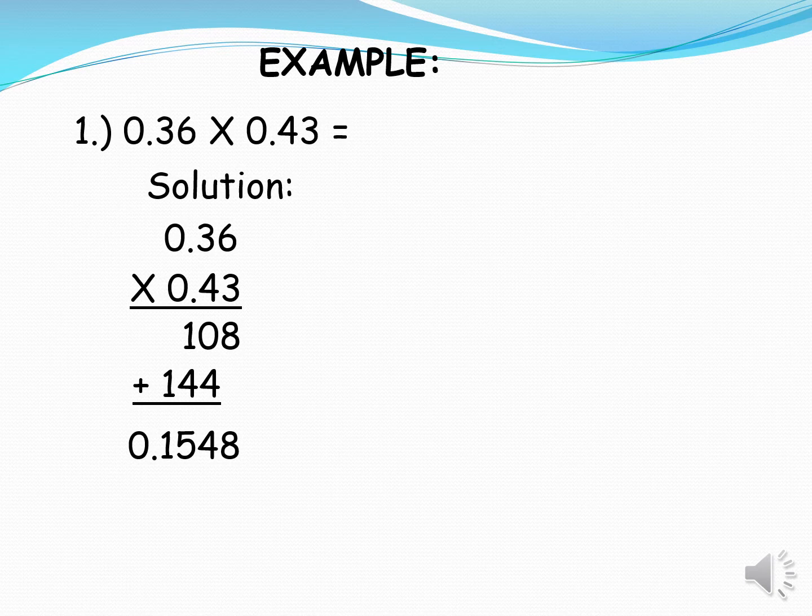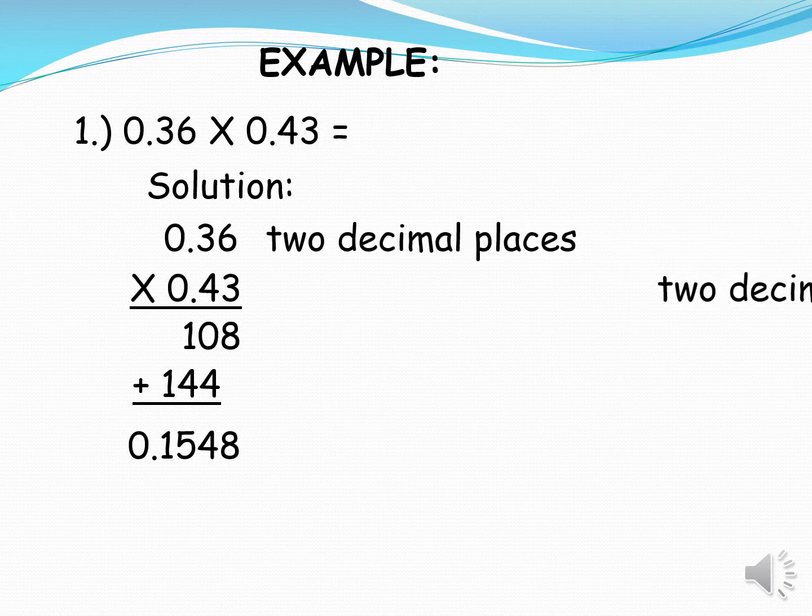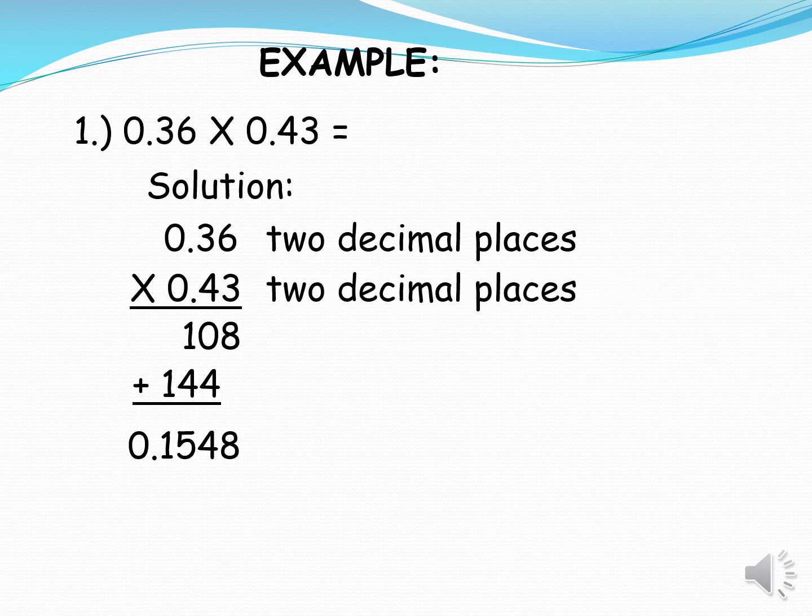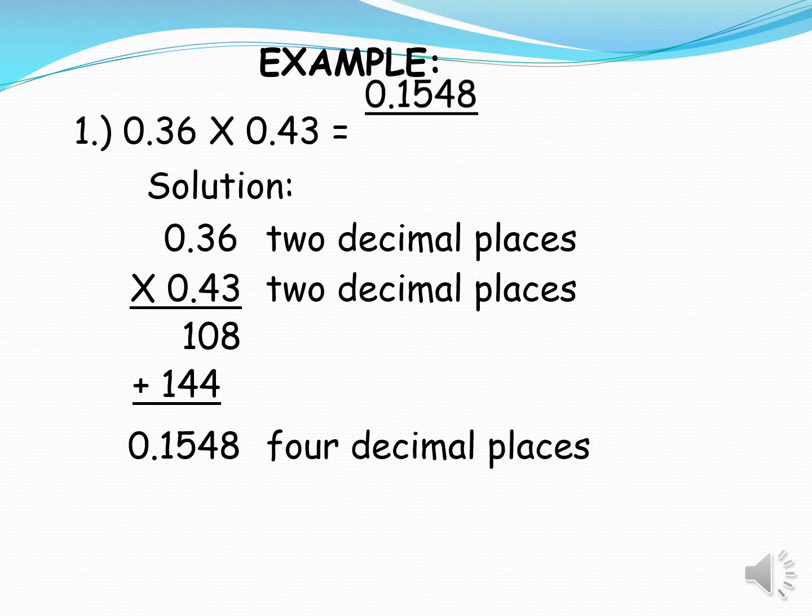Then add the partial products. So we bring down 8. 0 plus 4 is equal to 4. 1 plus 4 is equal to 5. Then bring down 1. So in our first factor, we have 2 decimal places. In the second factor, we have 2 decimal places. So in our product, we have 4 decimal places. So 36 hundredths times 43 hundredths is equal to 1,548 ten thousandths.